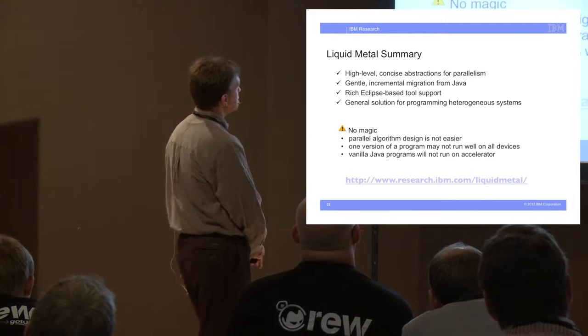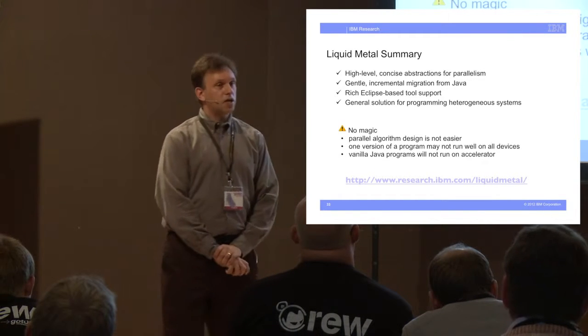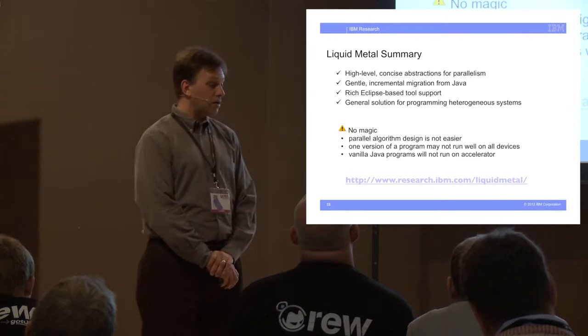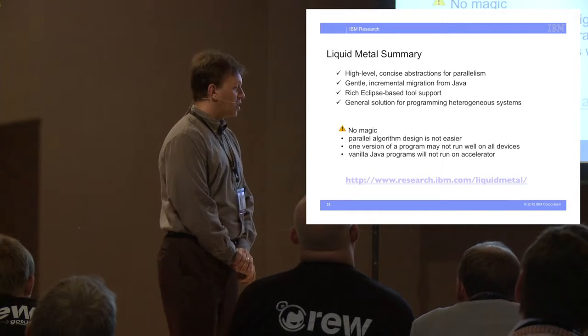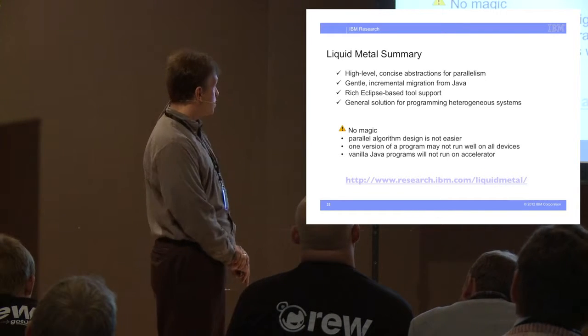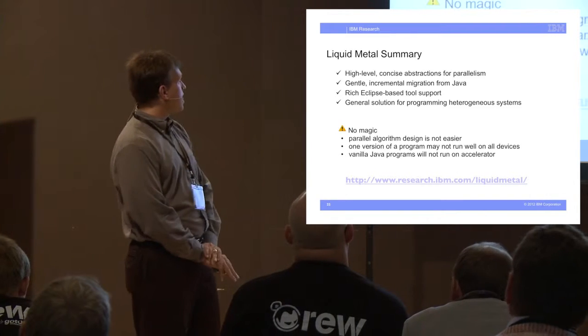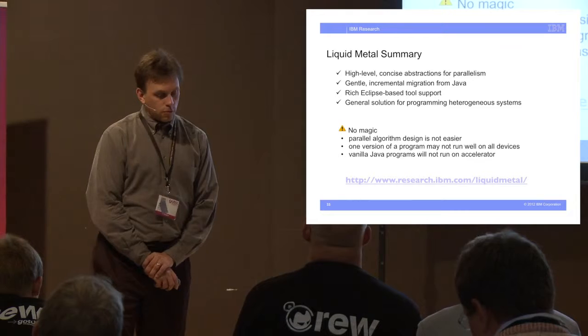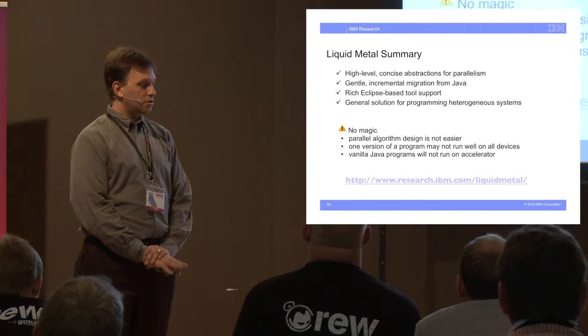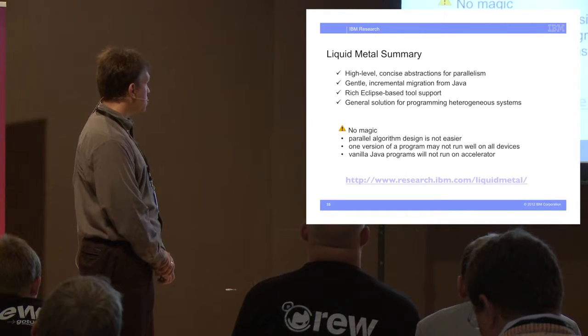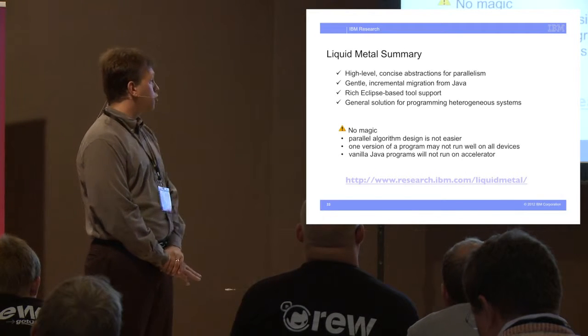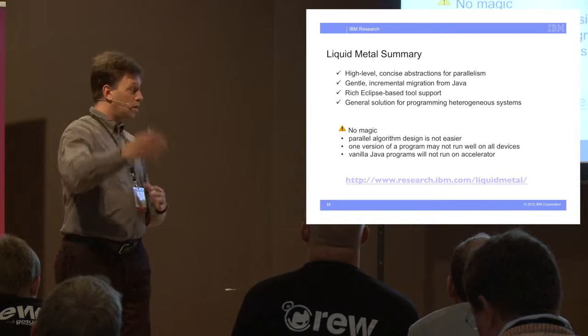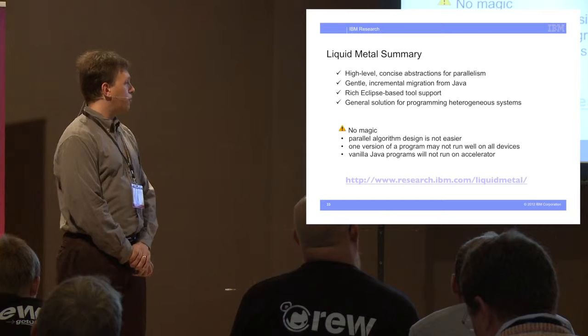Now, of course, as I said, there's no magic. We're not going to design a parallel algorithm for you. This is not a parallelizing compiler. You still have to be able to design your algorithm in a way that's amenable to parallelism. We're not going to pretend that one version of the program runs well on all devices. You might have to write different versions of a method in order to satisfy the constraints of different devices. We're not trying to run vanilla Java programs on an accelerator. You do have to go through a migration step dialogue with the compiler.